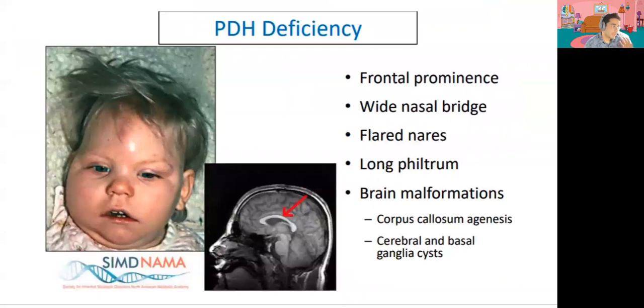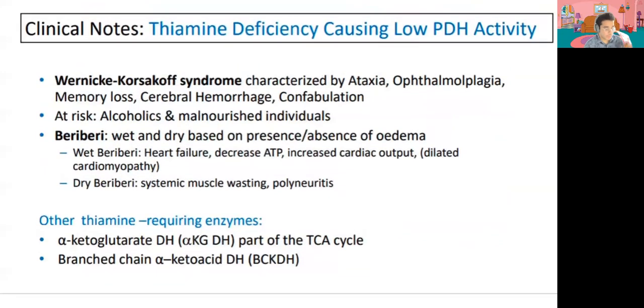This is very sad. Pyruvate dehydrogenase deficiency is not as common, but it has a very clinically significant presentation: frontal prominence, wide nasal bridging, flared nares, brain development problems, as well as corpus callosum agenesis, and cerebral and basal ganglia involvement, which are not good. You guys are going to cover a little bit of this in NB, okay?